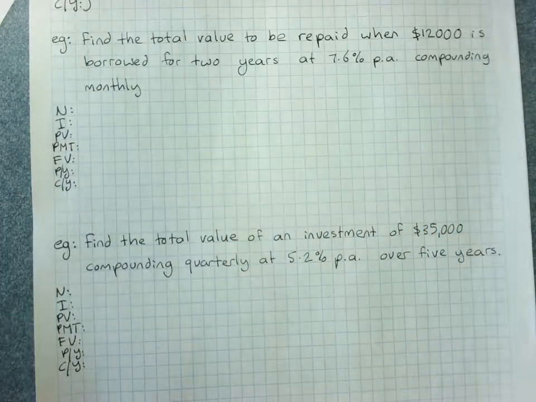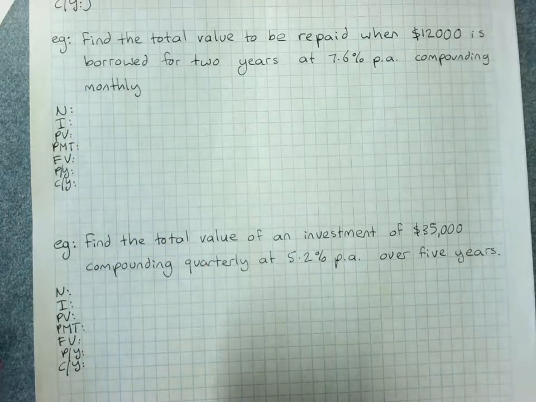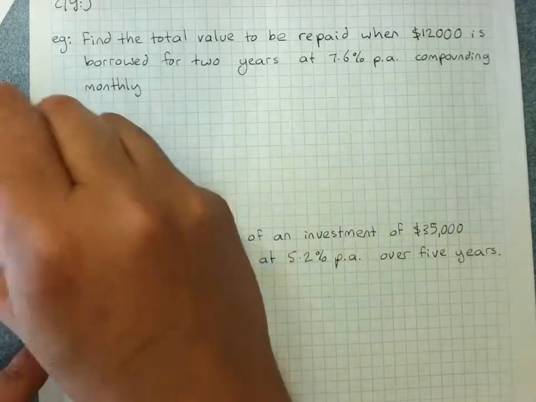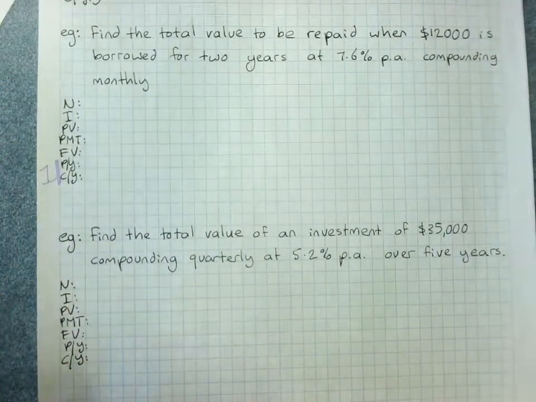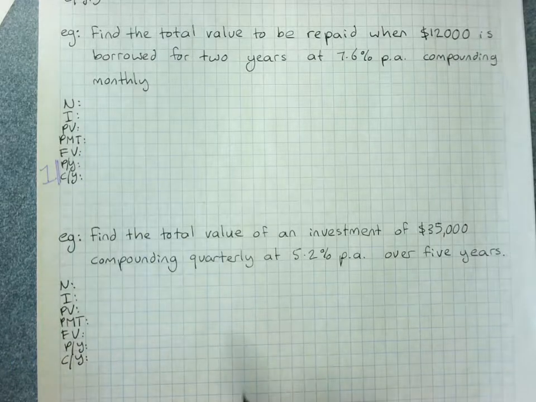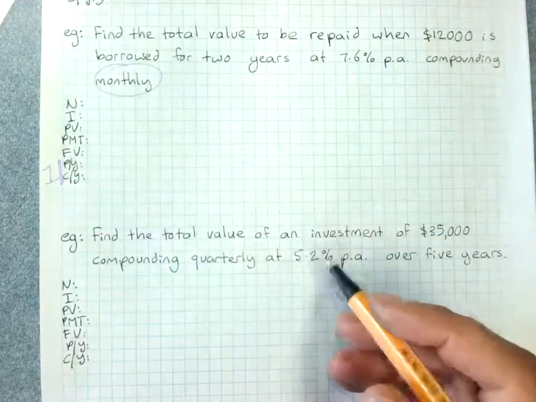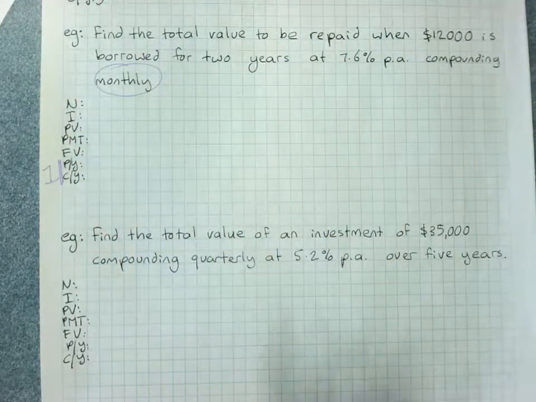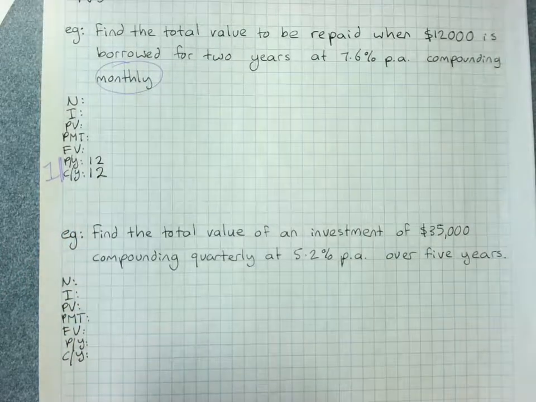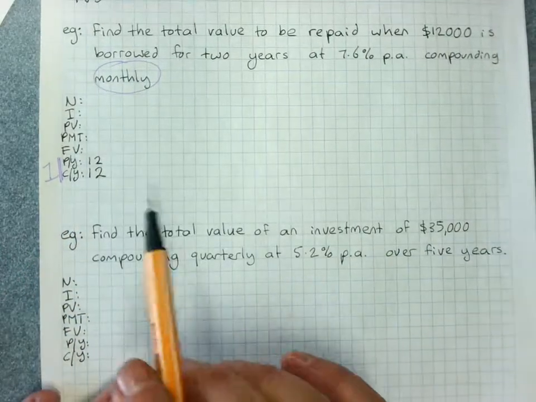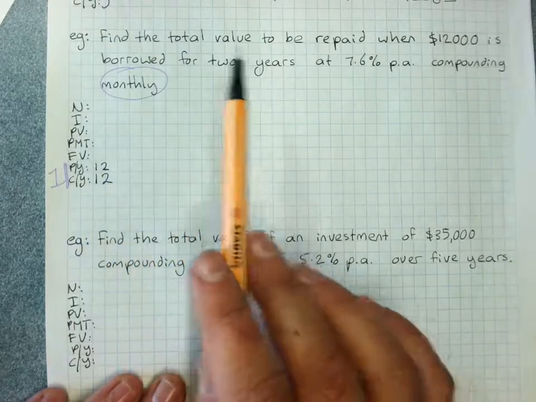Now, I have a very strong suggestion as to what order you fill in your TVM solver. I say start with PY and CY because they're easy to get wrong if you glitch out later. They're very easy at the start. Monthly is when I'm compounding, so both of these are 12. The idea with the solver is we fill in everything we know and then we solve for the thing that the question is looking for.